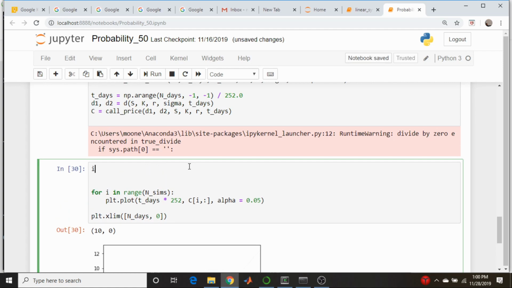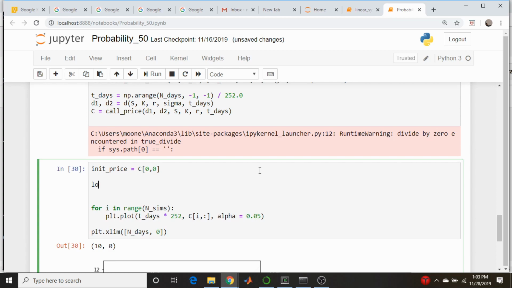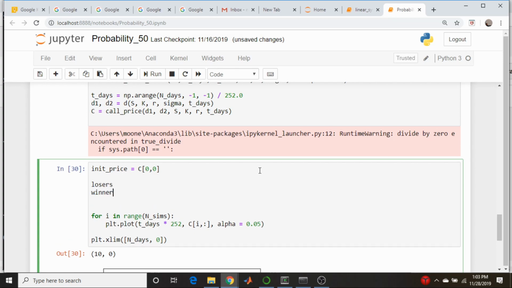Our initial call price, let's call it init price, is equal to the 0th column of that C matrix. And those should all be the same number. So what I'm going to do is just take the 0 element out of that. Okay. And let's create a variable called losers and winners. And we're going to have these be logical vectors. So we're going to define losers as when our final call price is greater than the initial price we sold it for. So let's go here, let's go C.